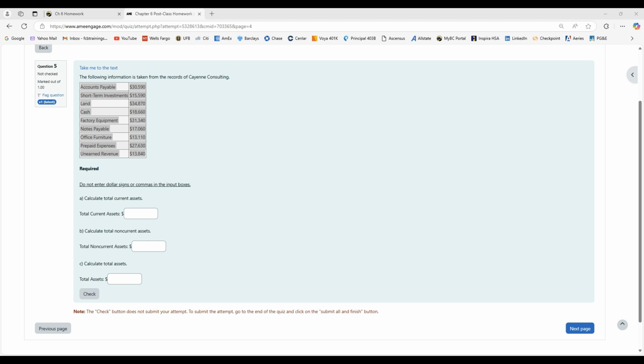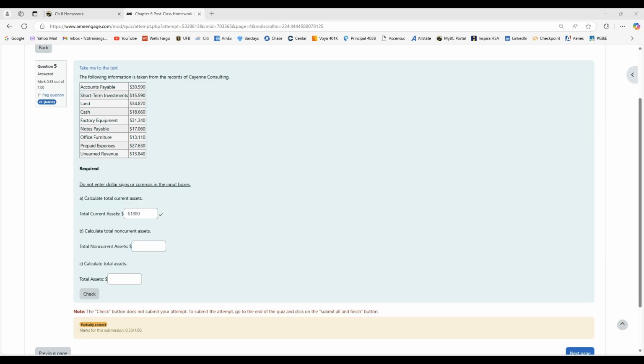So then we're going to custom sort, or I've got it on my Excel here. I'm working off screen just real quick to be able to do this for you guys. Okay, so what I'm doing is just sorting these into what they are, so it's a little easier to see. So our current assets include the short-term investments, the prepaid expenses, and the cash, 18,660. So if we sum all three of those up, 15,590 plus 27,630 plus 18,660, I get 61,880. Hit our check button. Woohoo! All right, that is right there.